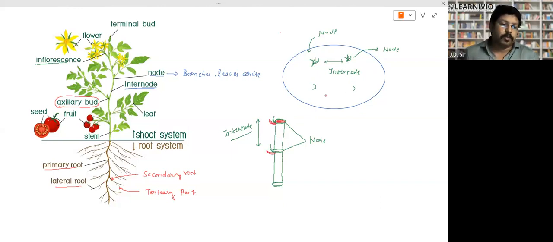And the same thing with the potato. Why do we call a potato a stem? Because potato has some eye-like structures, right? Buds come out of these eyes, and these eyes are basically nodes. So potato also has nodes and internodes. That's why we call it a stem.